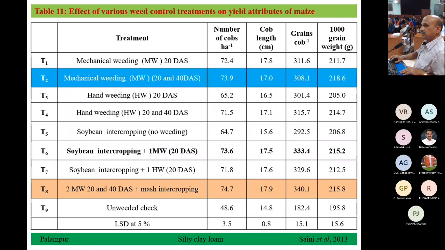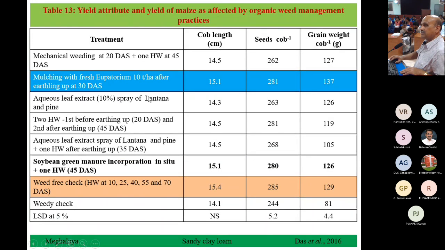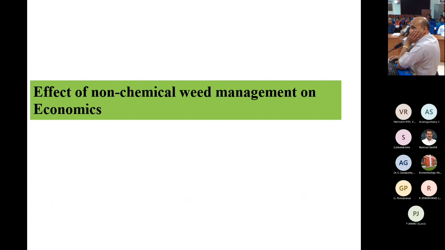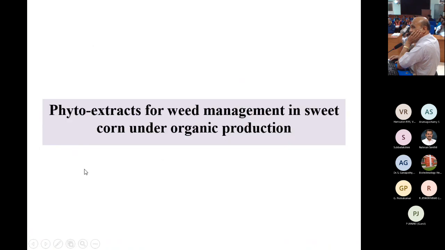So this is another mechanical weeding and two-hand weeding with intercropping. These practices are used in order to control weeds. But the main problem with the organic means of weed management is that it is not sustainable. That is a problem, and it is not result oriented. Non-chemical, economics-wise also, stale seed bed proved effective, better than mulching, and with respect to other treatments under study.